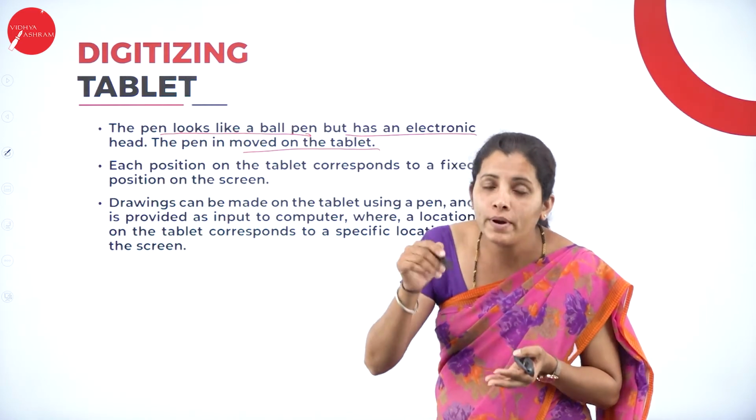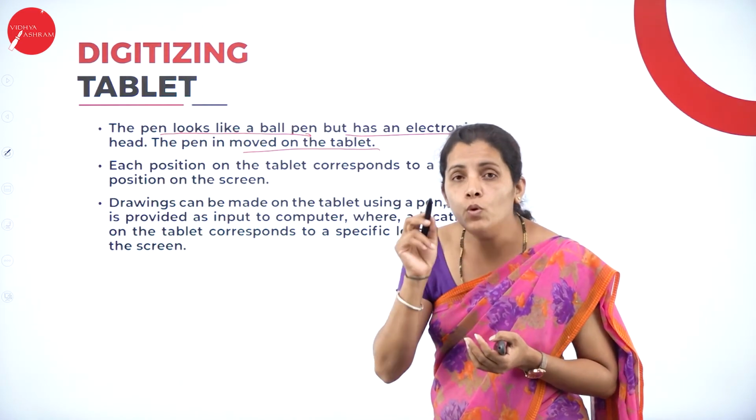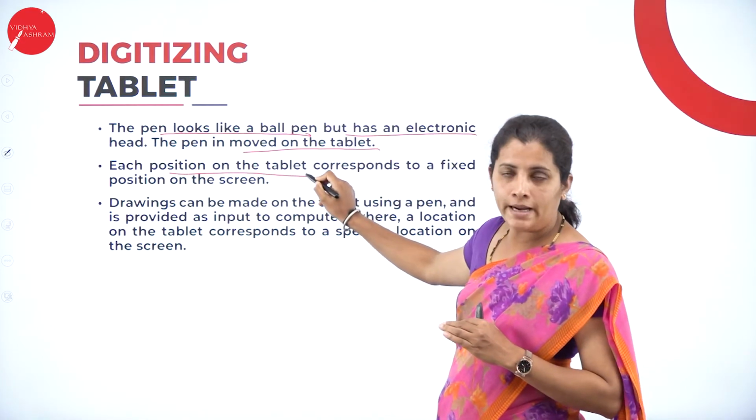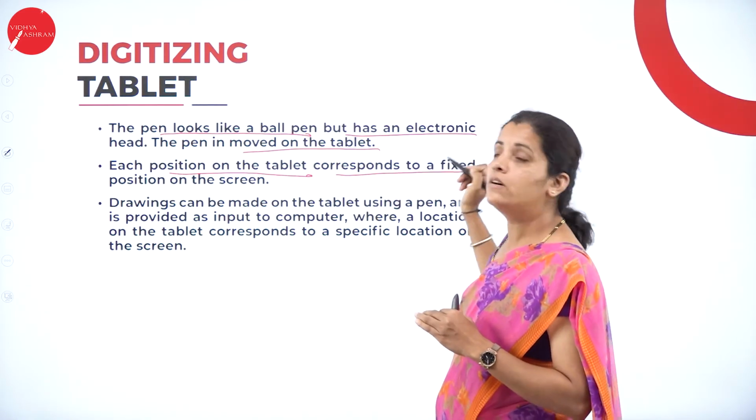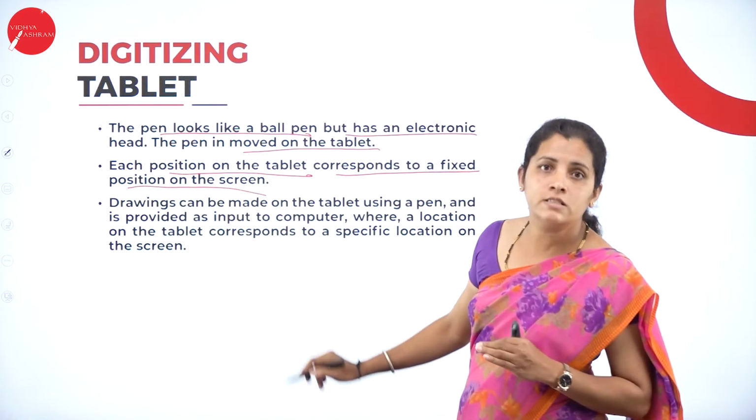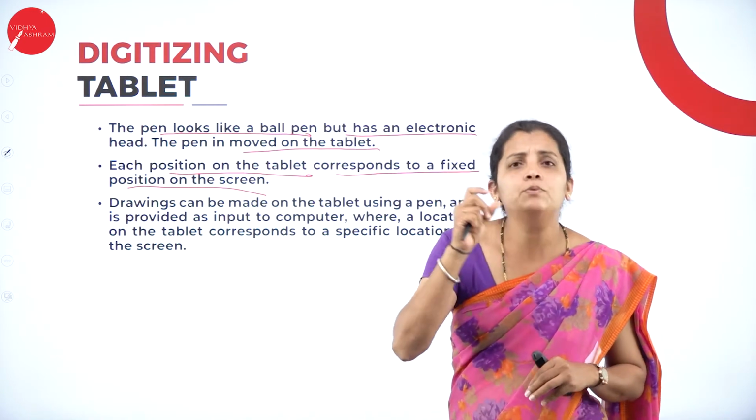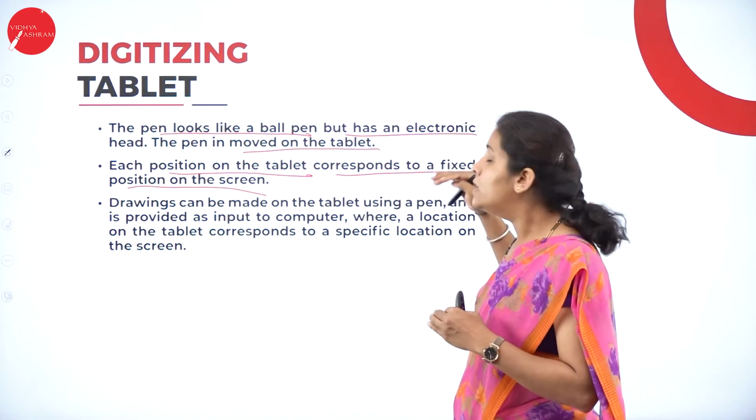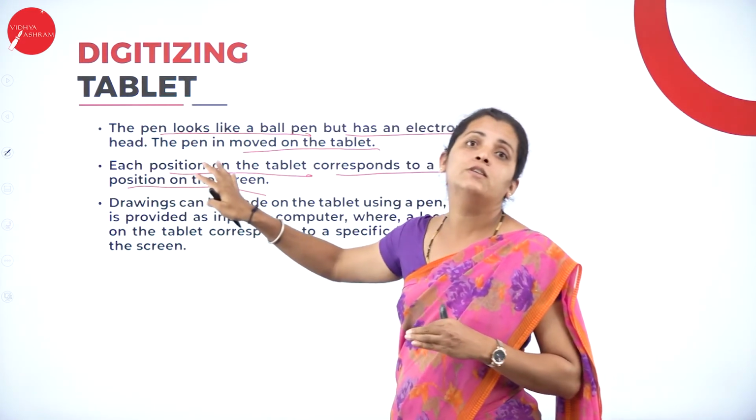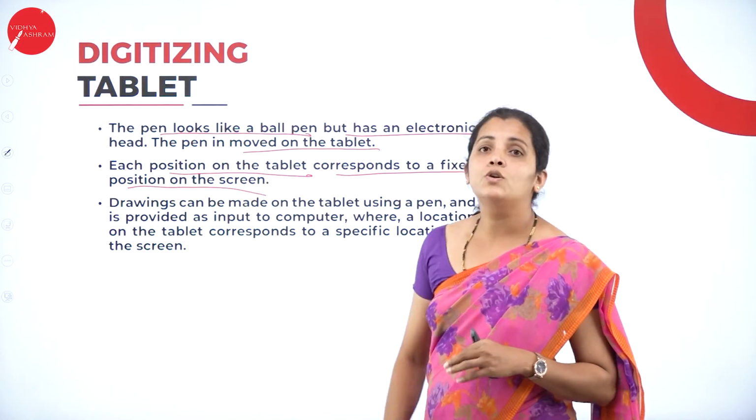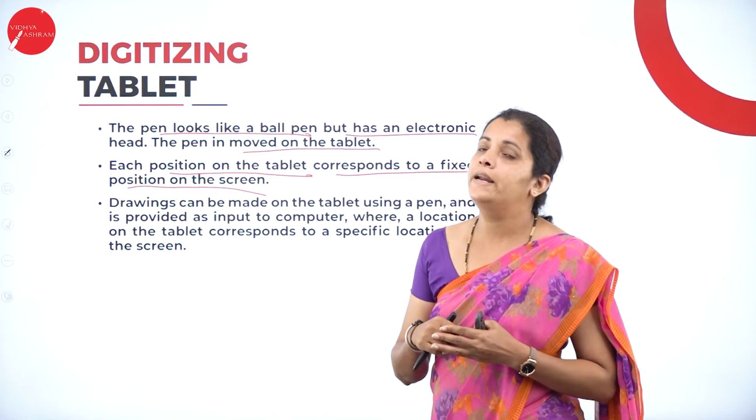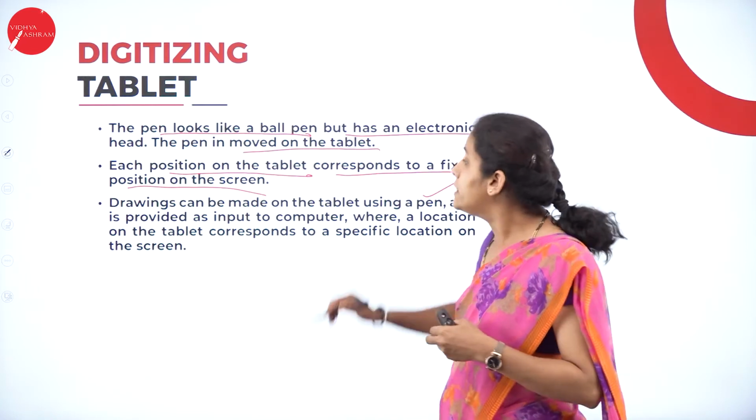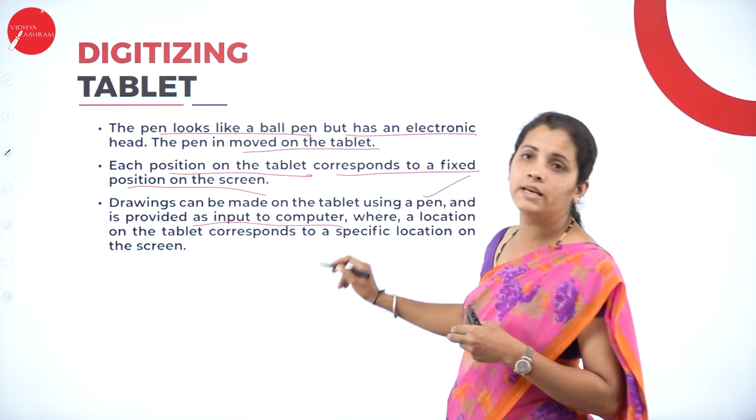Suppose you want to operate your tablet, then you move your pen. Each position on the tablet corresponds to a fixed position on the screen. So drawings can easily be made on the tablet by using the pen, and that is provided as input to the computer.